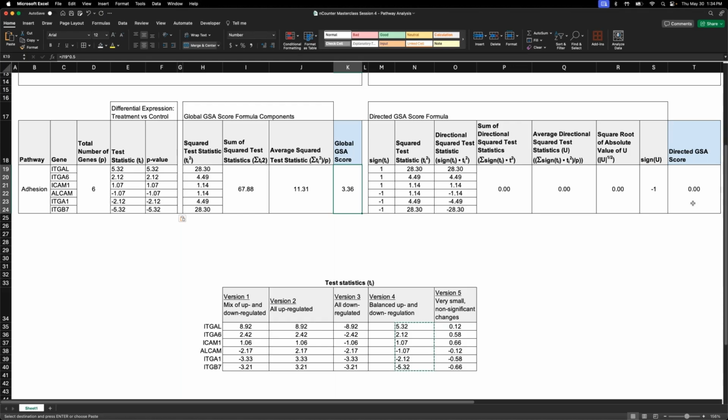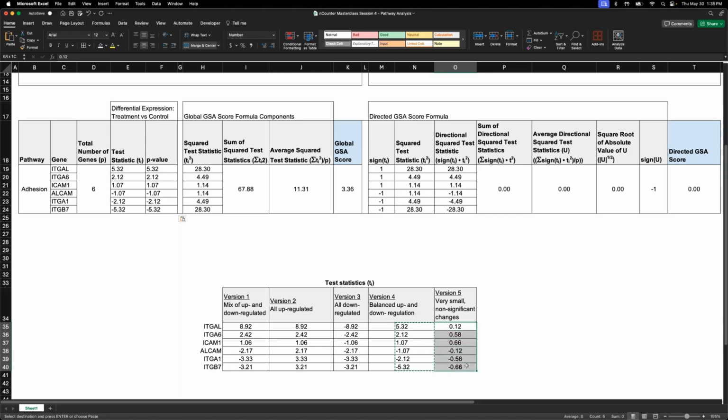I presented this use case to you to indicate that the minimum here is 0. A directed score of exactly 0 in this scenario indicates that all of the upregulated genes perfectly offset all of the downregulated genes, so that our directed score is 0. We have equal upregulation and equal downregulation. So that's why you get 0 here. And then let's look at one last scenario before we jump into Rosalind.